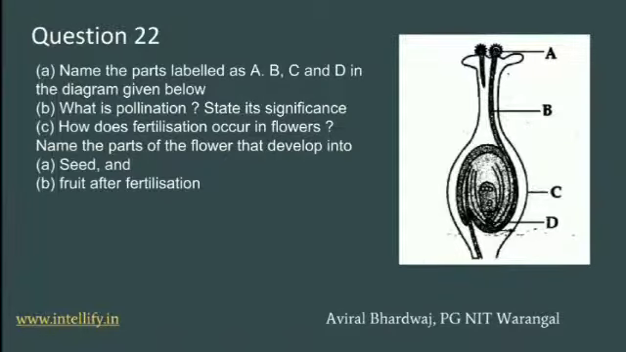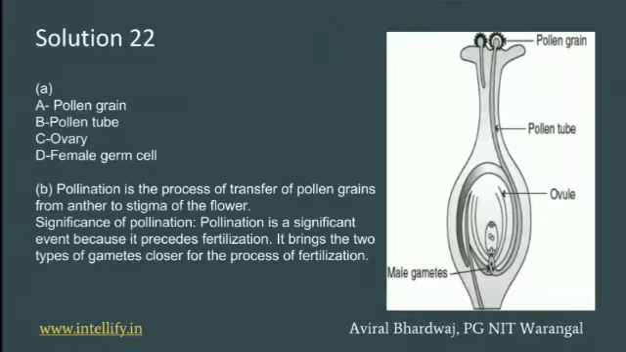So the next question is, name the parts labeled as A, B, C, D in the diagram given below. Next is, what is pollination? State its significance. Next is, how does fertilization occur in a flower? Name the part of the flower that develops into seeds and fruit after fertilization. This is a very important question of class 10th. I have also done this topic in my previous video, sample paper 4. Please go through it.